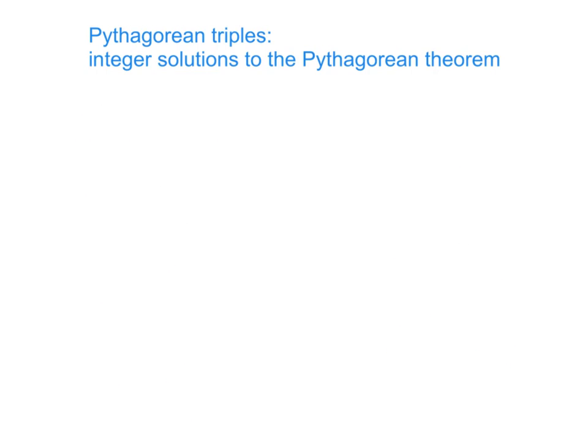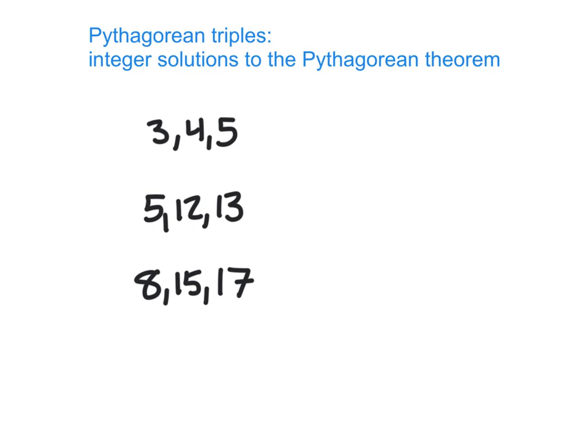As you do more and more work with the Pythagorean theorem, you'll start to see some common sets of 3 side lengths that form a right triangle. We call Pythagorean triples the integer solutions to the Pythagorean theorem. Some common sets that you'll see are 3, 4, 5; 5, 12, 13; and 8, 15, 17. This can be useful because sometimes you'll see a triangle with a missing side like this, and you'll know, oh, well the last side there has to be a 5.